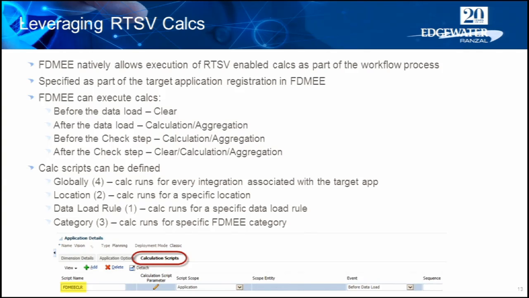The numbers there are the order of precedence in which these operate. So if I override my global setting with a data load rule calculation, then that will take precedence over the global setting. That means if I've got one data set that has a very specific calculation that needs to be run against it, I can actually set that up in FDMEE, all natively through the web interface.